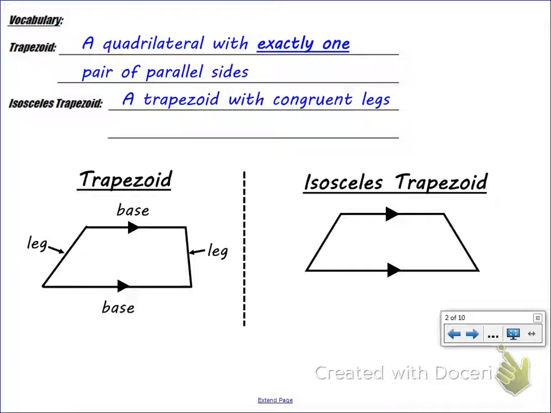So in defining a trapezoid, we talk about how it has exactly one pair of parallel sides, and that pair of parallel sides are my bases. So the bases will be the parallel sides, and the legs are the segments joining my two bases together.